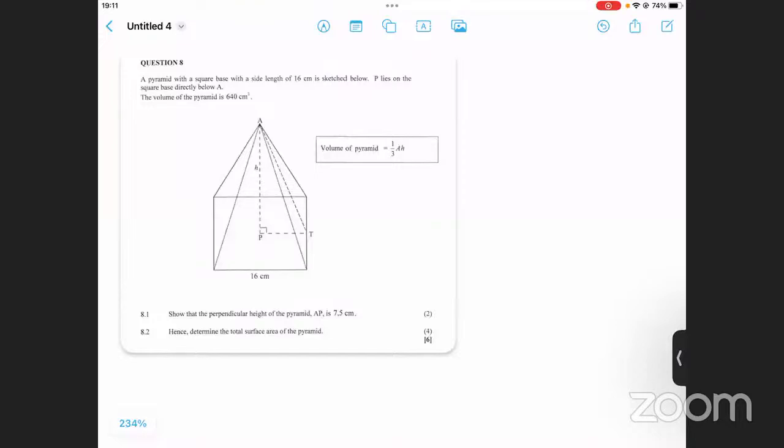Okay, question number 8. A pyramid with a square base with a side length of 16 centimeters is sketched below. P lies on the square base directly below A. The volume of the pyramid is 640 cubic centimeters. There we are given the diagram or the sketch, and then we also have the formula for calculating the pyramid.